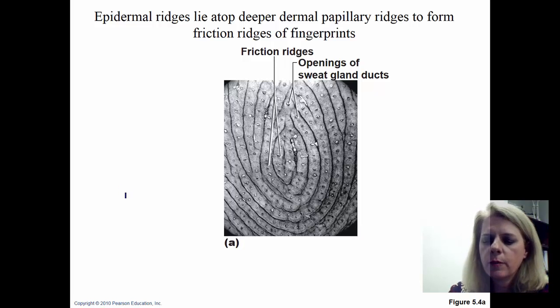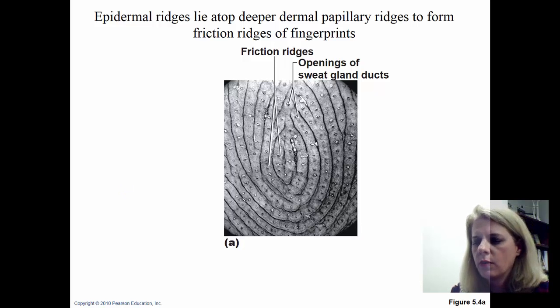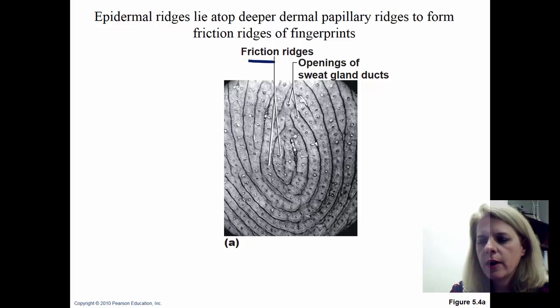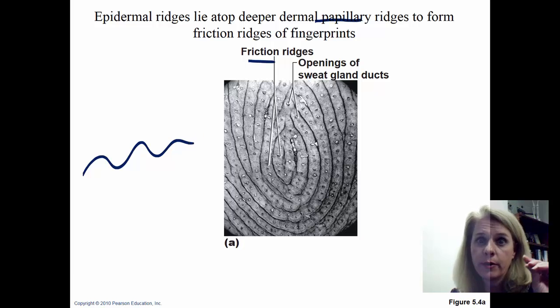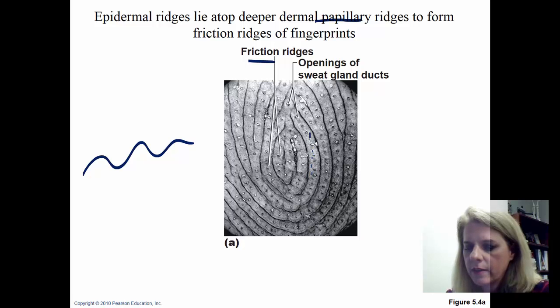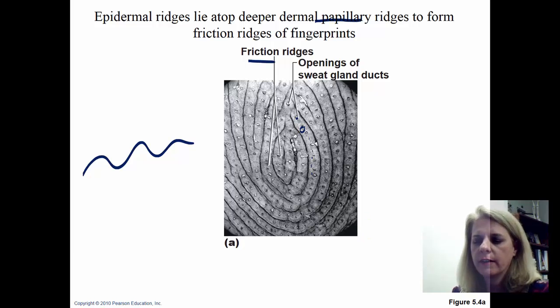This is a picture of your fingerprints, and so your fingerprints are actually called friction ridges, okay? And so your epidermal ridges lie just above that dermal papillary ridge. So that papilla of the dermis is what gives you your fingerprints, okay? And you can actually see the little sweat glands. These are the openings to all the sweat glands that you're looking at when you're looking at this fingerprint.